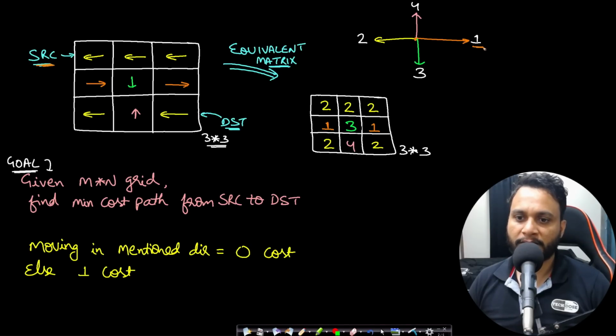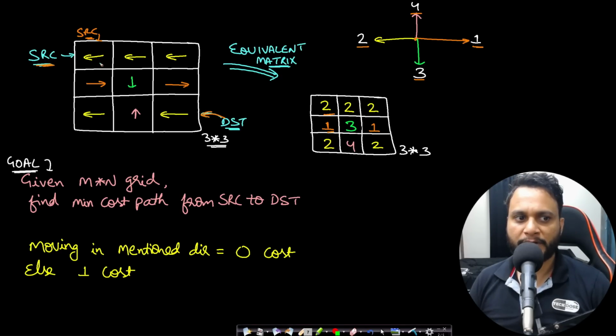For moving right, you will get a number 1. For moving left, your matrix will have number 2, and accordingly 3 for down and 4 for up. So we need to reach from our given source to the given destination node. So let's see in what possible ways can we do this.